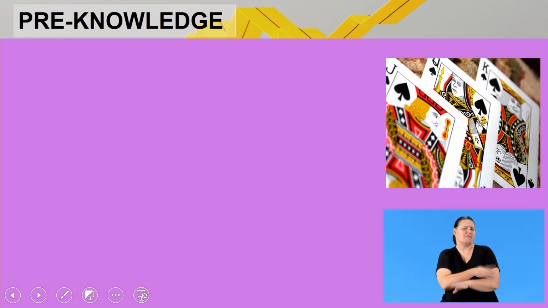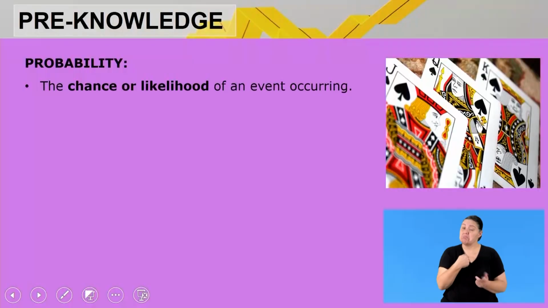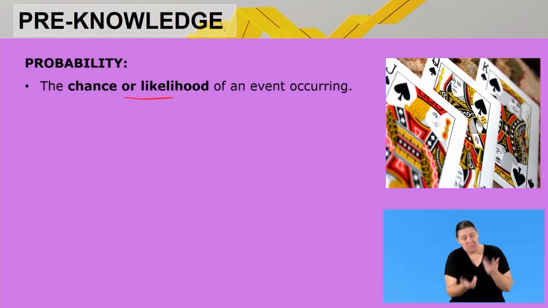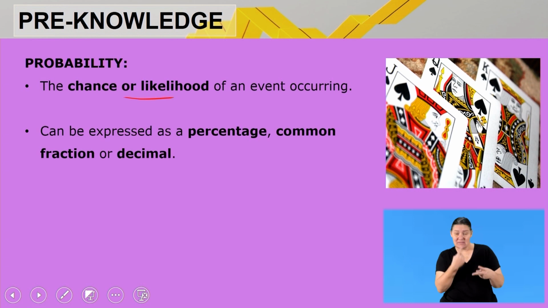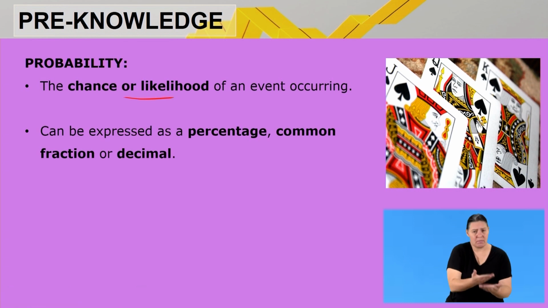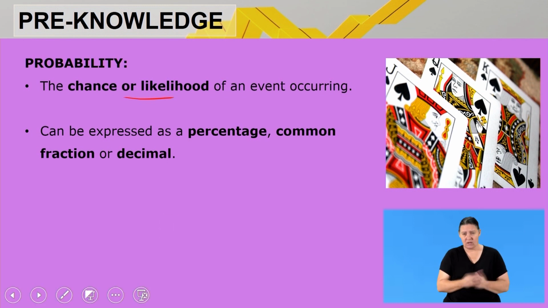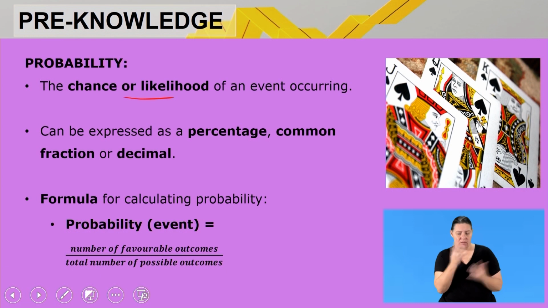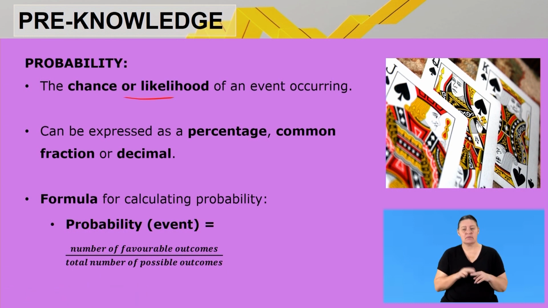Now, let's look at the pre-knowledge, meaning what you should know at this moment in time. So I indicated here that probability is the chance or likelihood of an event occurring. Okay, so what is the chance or likelihood of something happening? Then I also indicated that we can express probability as a percentage, a common fraction, or a decimal fraction. Then the formula that we use when calculating probability is where we take the total number of favorable outcomes and we divide that by the total number of possible outcomes.